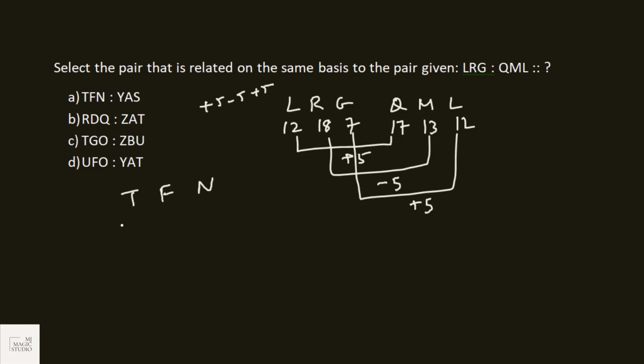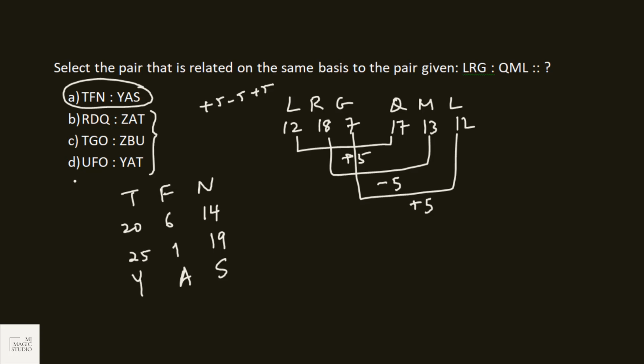TFN: T is 20, F is 6, and N is 14. 20 plus 5 is 25, and 25 is Y. 6 minus 5 will give 1, that is A. And 14 plus 5 will give 19, and 19 is S. TFN should be analogous to YAS, and yes, it is there. So no need to check further because we have got this in option A itself.